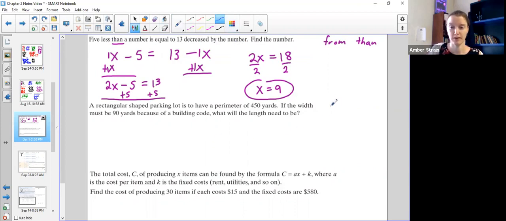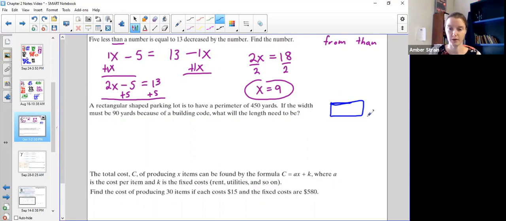Okay, this one we've got a shape, but don't panic, just draw things out, think through it. We've got a rectangular parking lot. It's supposed to have a perimeter of 450 yards. My rectangle got kind of slanty there. Now remember, perimeter is going around the outside, like if you were building a fence.